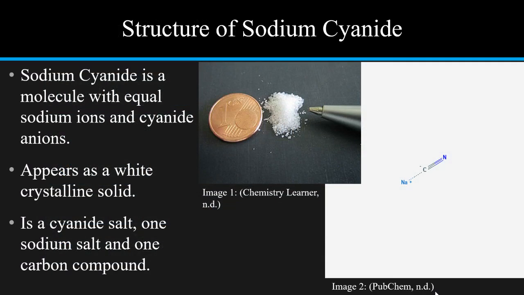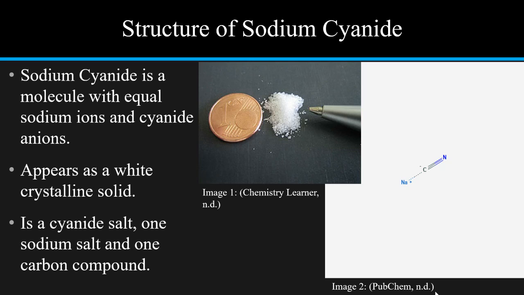The structure of sodium cyanide. Sodium cyanide is a molecule with equal sodium ions and cyanide anions. In image 2, you can see the sodium ion has a positive 1 charge, and the cyanide anion has a negative 1 charge. These two charges balance each other out. The 3 lines that you see between the carbon and nitrogen indicate a triple bond.